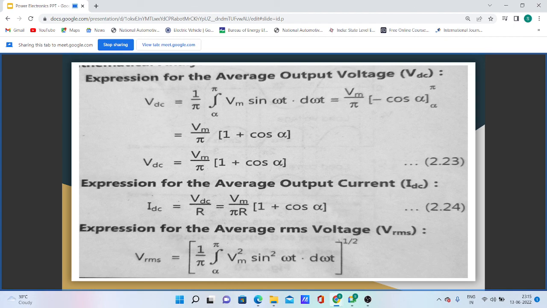Expression for RMS voltage VRMS is Vm upon root 2, in bracket, 1 upon pi, in bracket of pi minus alpha plus sine 2 alpha upon 2, raised to the power half.